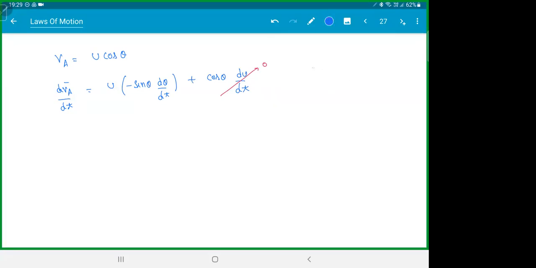Now coming back to this question, if you observe, the ring is here. This is theta. And in this triangle, h is given here, let this distance be x. So we get from here tan theta is equal to h by x. Differentiate both sides with time.